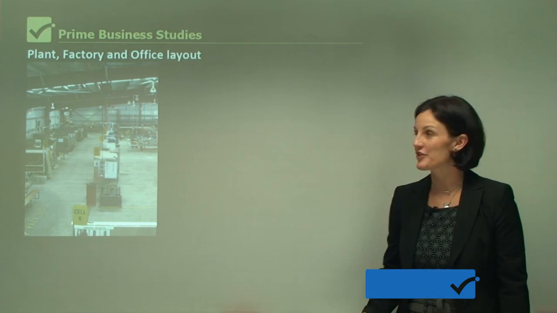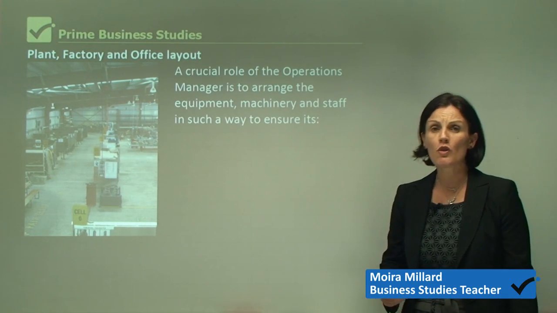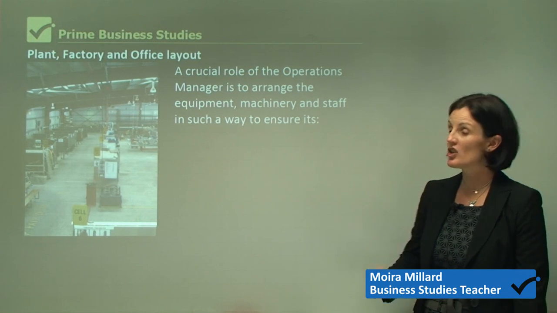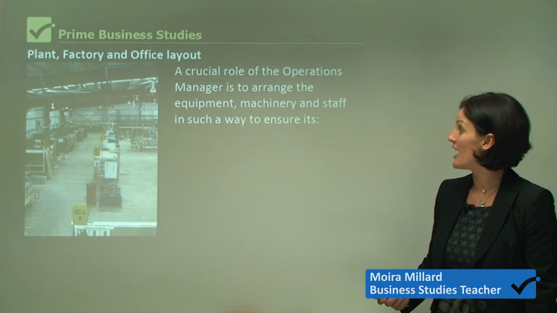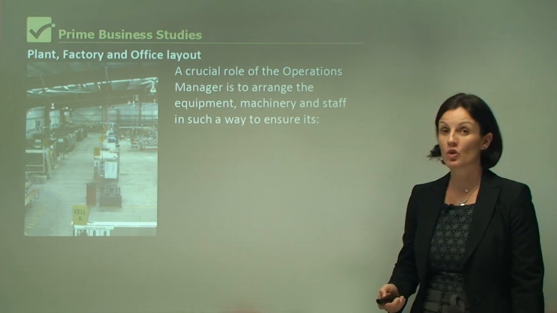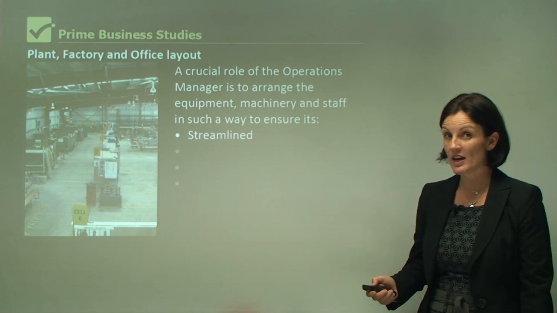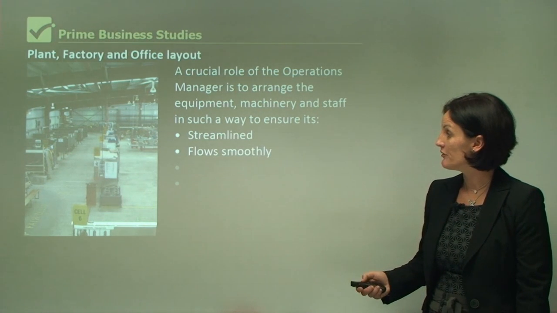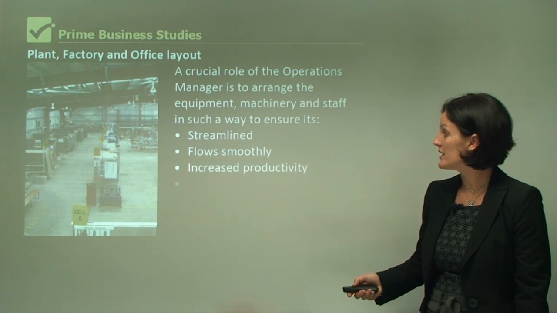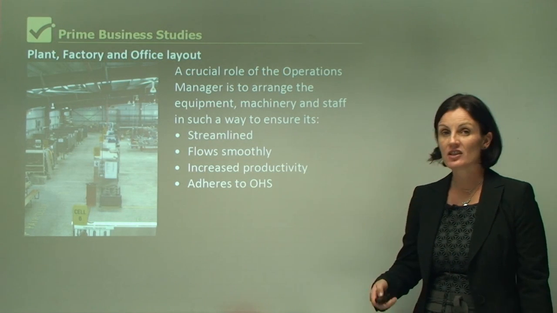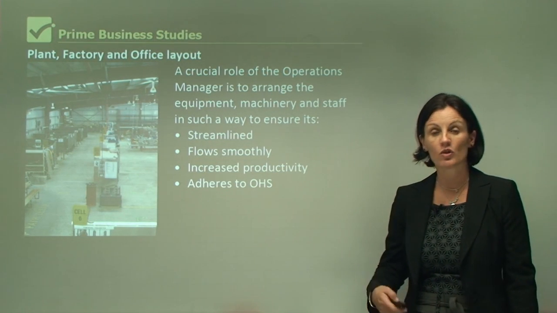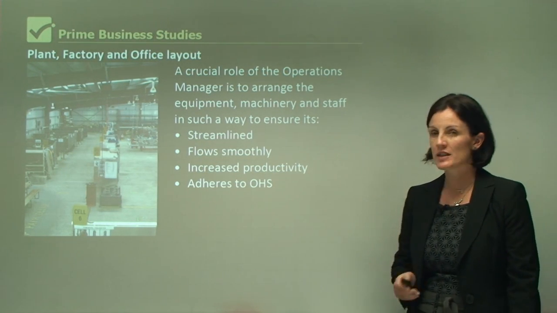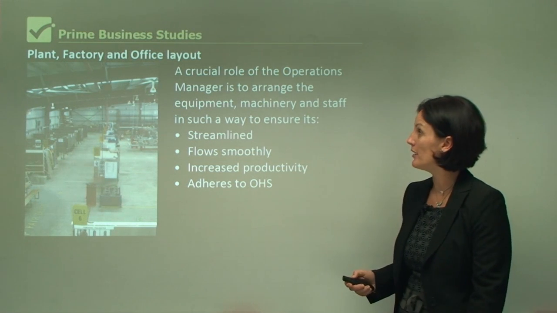Today's lesson is about plant, factory and office layout. A crucial role of the operations manager is to arrange the equipment, machinery and staff in such a way to ensure it's streamlined, flows smoothly, increases productivity and adheres to occupational health and safety, or OHS. Now I'm going to explain some of these factors more now.